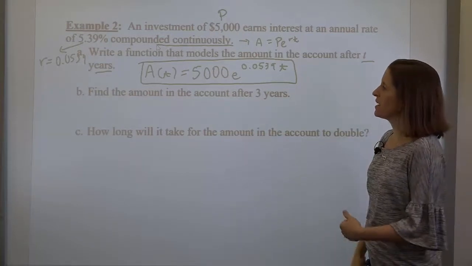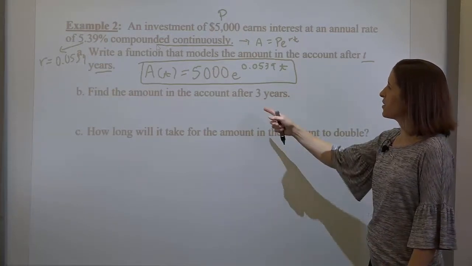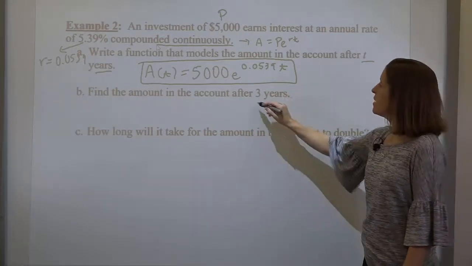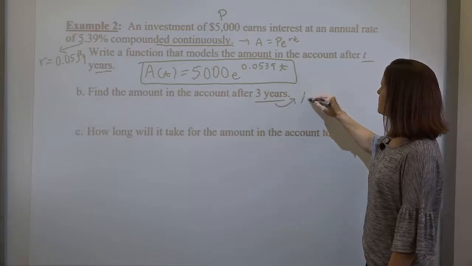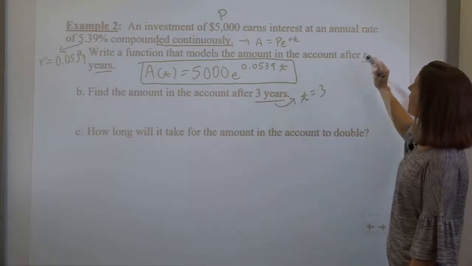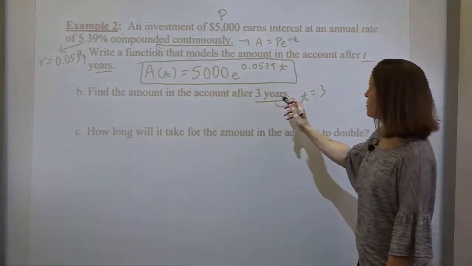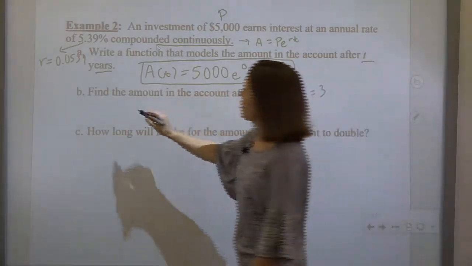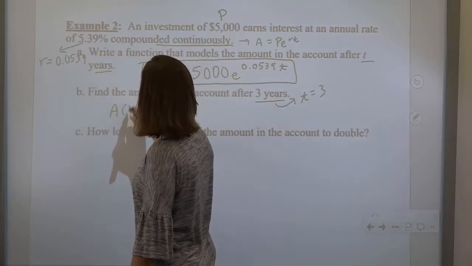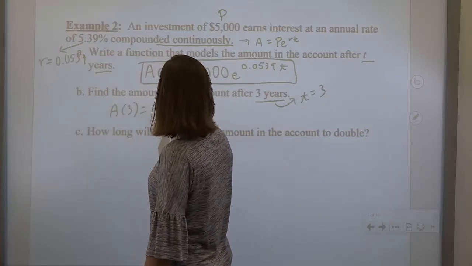Then in Part B, when it says find the amount in the account after 3 years, that means that T is 3. If we go back, it said T years, so we know that number of years goes in for T, and all we're going to do is plug in 3 for T.